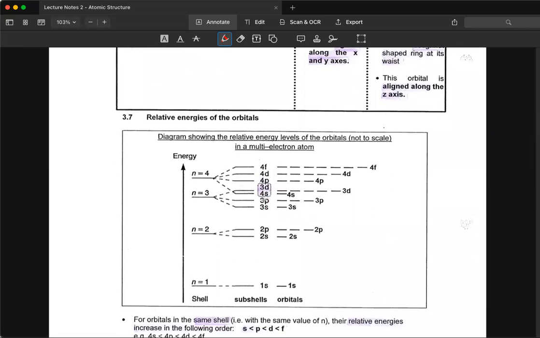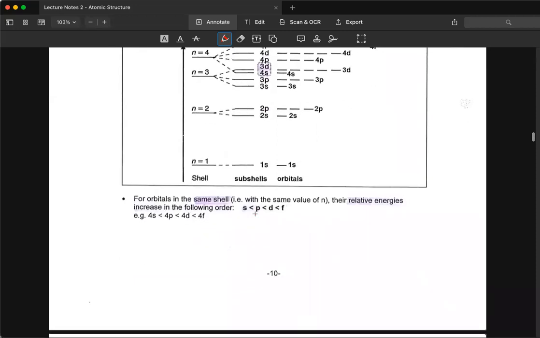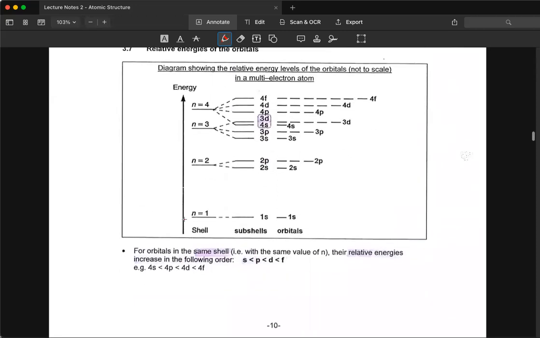And take a look at this. Instead of 3d, we have 4s of a lower energy level than 3d. So 3d is higher than 4s. So electrons are filled in the 4s orbital before the 3d. Okay, and then we have the 4p. All right, and then the 4d, and then the 4f. Now, for orbitals within the same shell, the relative energy increases in this order, SPDF, with f of the highest energy level and s the lowest.